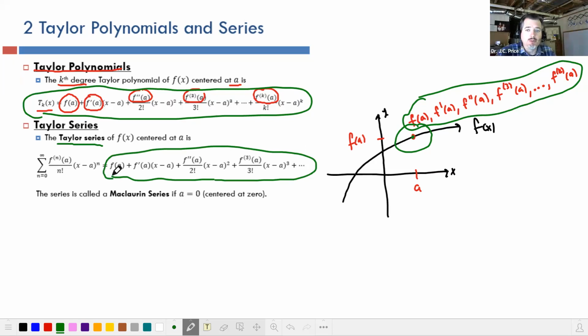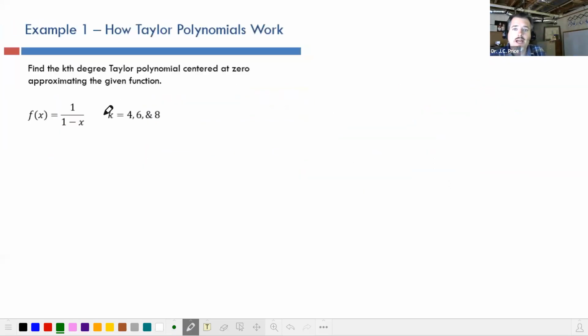So let's just do a couple of these problems. Here, we're going to find the kth degree Taylor polynomial centered at 0, approximating the given function. So we're going back and looking at the function we looked at the very beginning, f of x equals 1 divided by 1 minus x. So what do we want to do? Let's take this slow. We want to find the 4th degree Taylor polynomial. So we're going to write this down. You have T sub 4 of x. And what is that equal to?